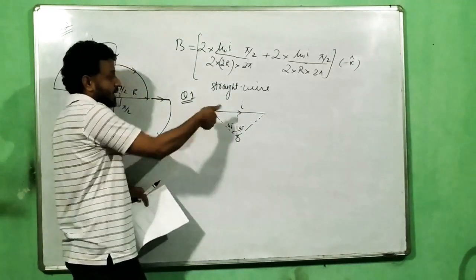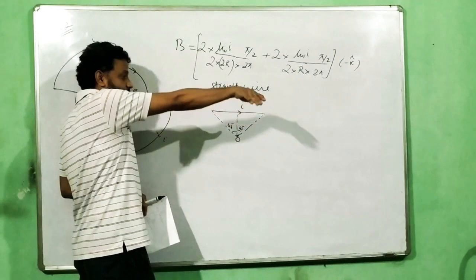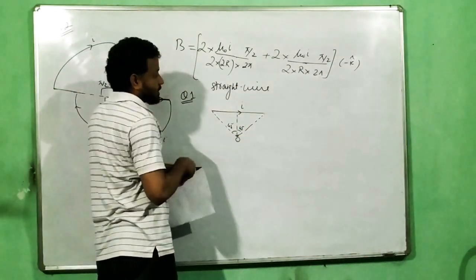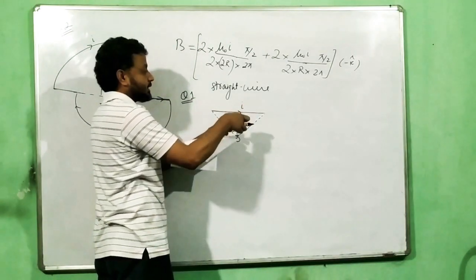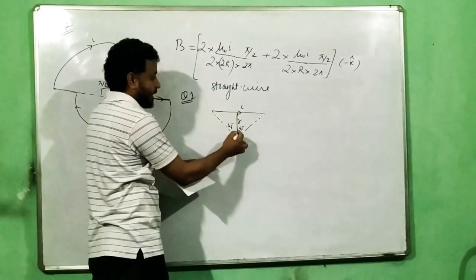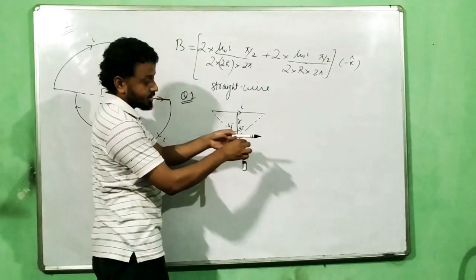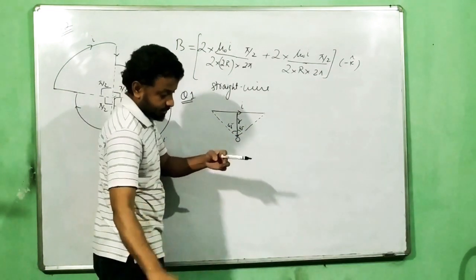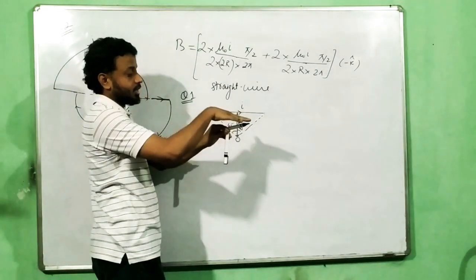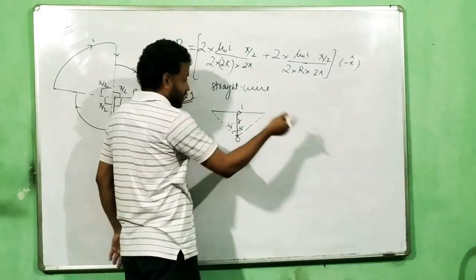Now, if this wire is carrying current in this direction, the field here will be inside. Correct? Or you can just do I dl cross R. I dl is in this direction, and R is in this direction, downward. Like this, I dl cross R gives inside. So the field is inside. We will use that one now.